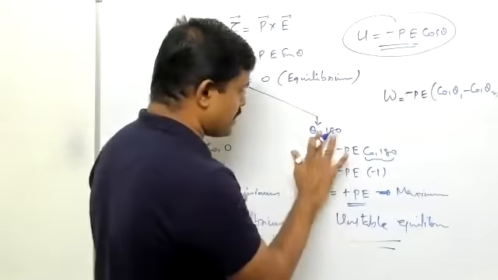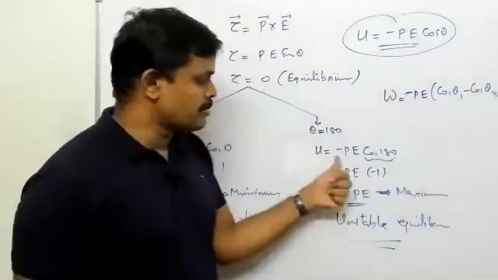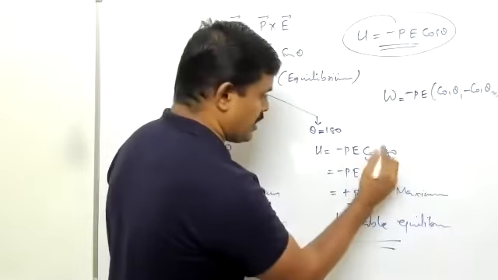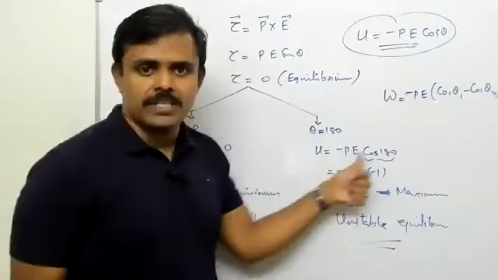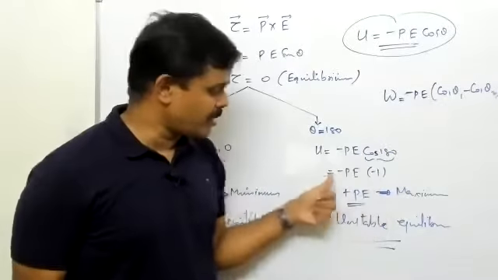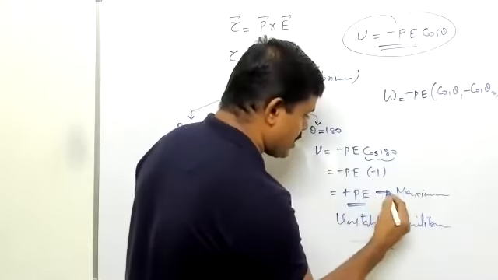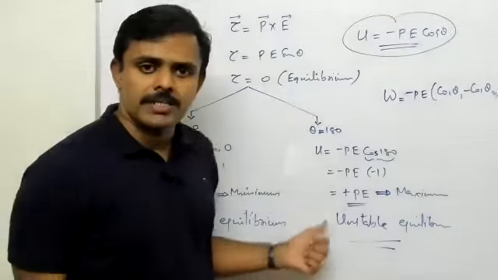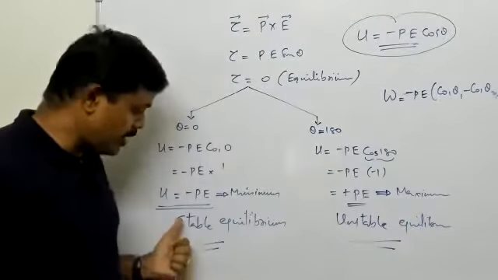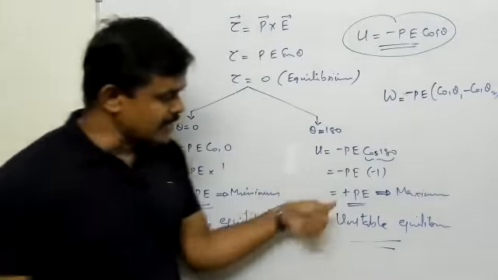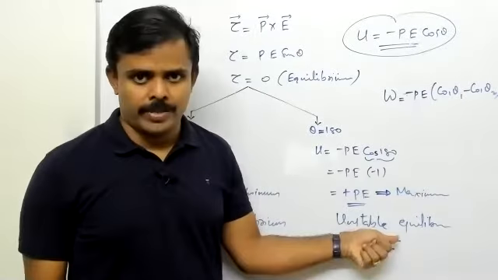When you go to the next case where theta is 180, U is minus P into cos 180. Cos 180 value is what? Minus 1. Minus or minus is plus PE. This is plus PE, which is maximum energy. Maximum energy means unstable equilibrium. Minimum energy is stable equilibrium. Maximum energy is unstable equilibrium.